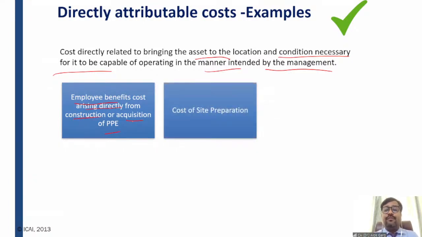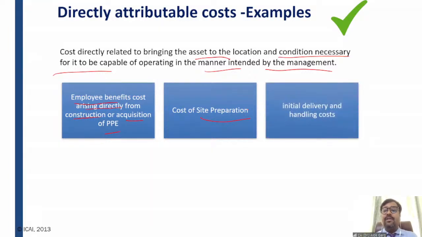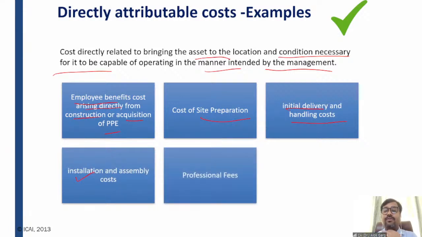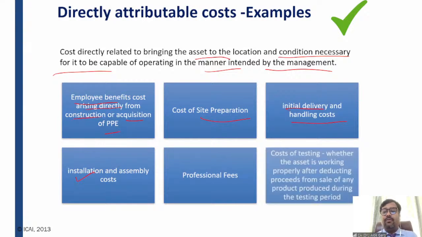Right? Cost of site preparation. For example, for installing a machinery, you are doing some excavation, some civil work. You are preparing your site. So this cost of site preparation is also part of your cost of asset, directly attributable cost. Initial delivery and handling cost is also part of directly attributable cost. Installation and assembly cost is again part of your directly attributable cost. Professional fee, if you are paying some professional fee, is again part of your directly attributable cost.